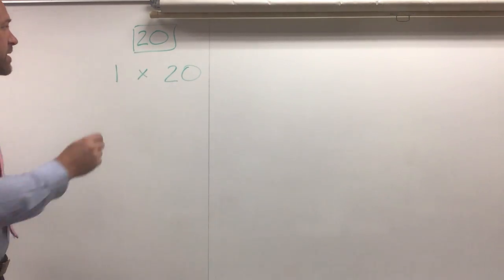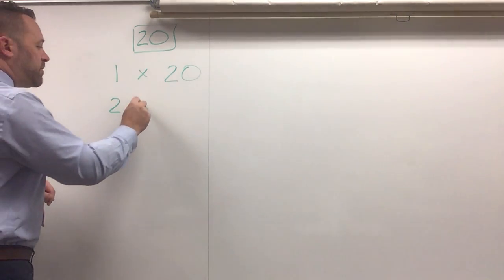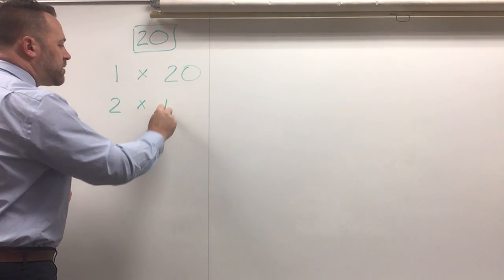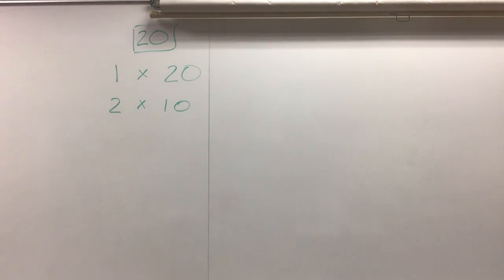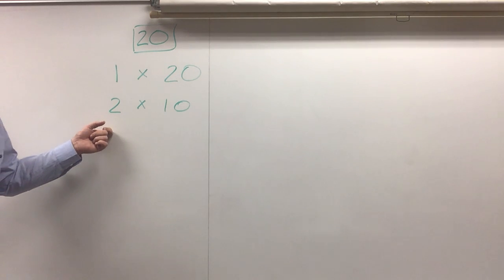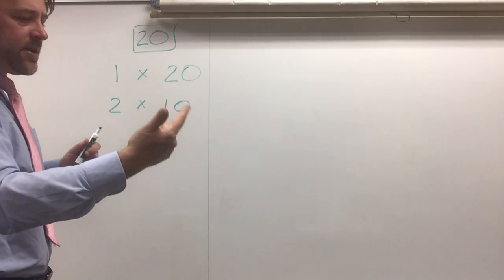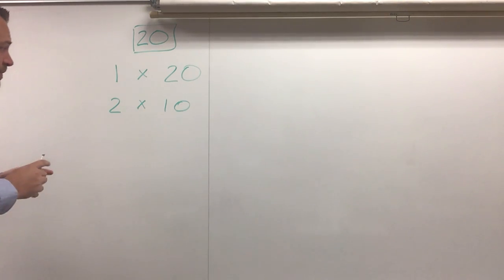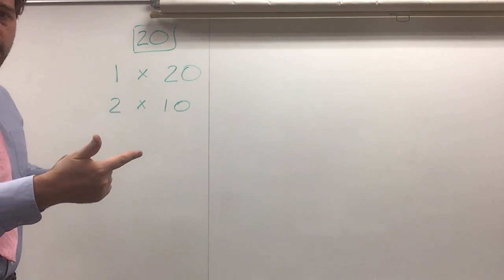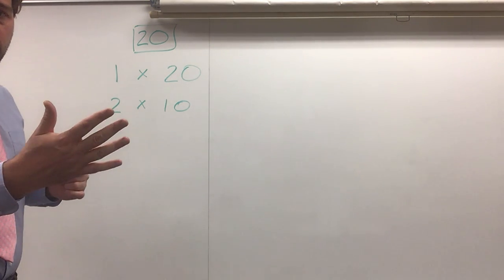Did you say it's even? It is even. So 2 is going to be a factor. 2 times 10. You can count by 2s if you're not sure. What about 3s? I don't think so, because 3, 6, 9, 12, 15, 18, 21. That's not going to work. What about 4? 4, 8, 12, 16, 20. Yeah?